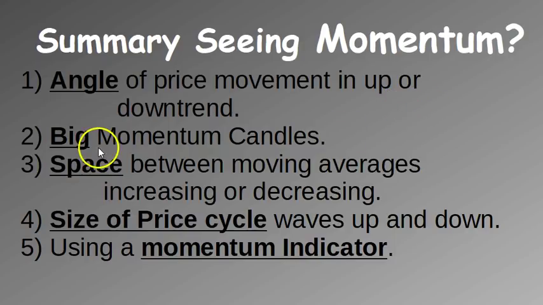Now as a summary, number 1, you can look at the angle of price movement in an up or downtrend. Number 2, look at big momentum candles. That often gives you a clue as to future direction. Number 3, if the space between the moving averages is increasing, momentum is increasing. If it's decreasing, that means momentum is slowing down. Number 4, size of price cycles, the waves up and down. Bigger price cycles show you bigger momentum moves. And finally, using a momentum indicator like the MACD is a very good idea as well.